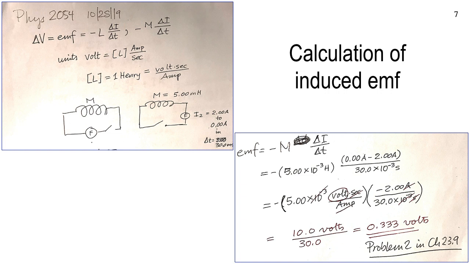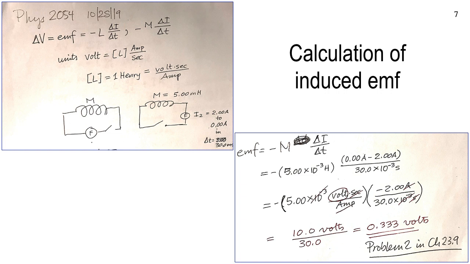All right. So the delta V, the EMF in an inductance, is minus L, and we'll do the self-inductance, times delta I over delta T. Okay, so there's the definition of the EMF, and it's similar for mutual inductance between two separate circuits. But we're going to try to work in one circuit today.